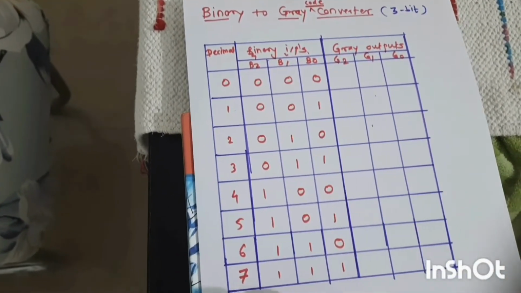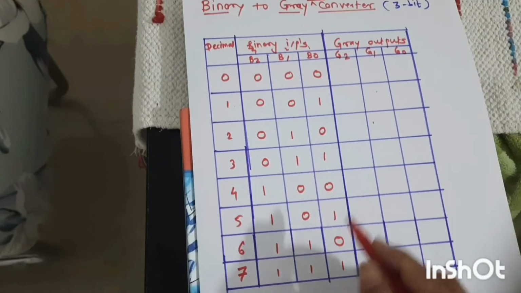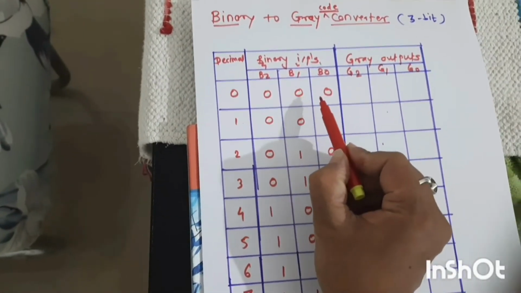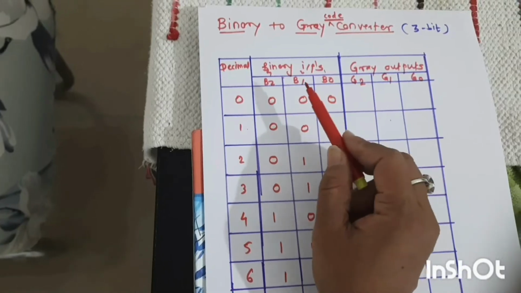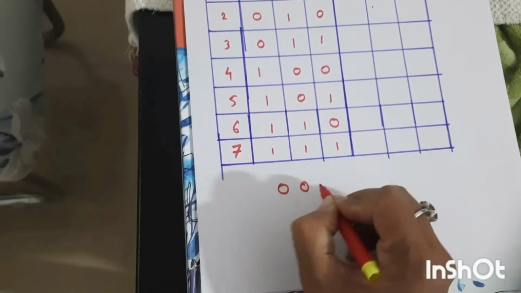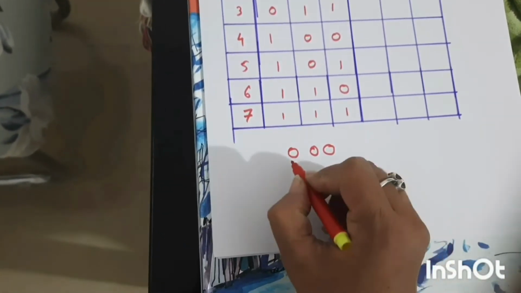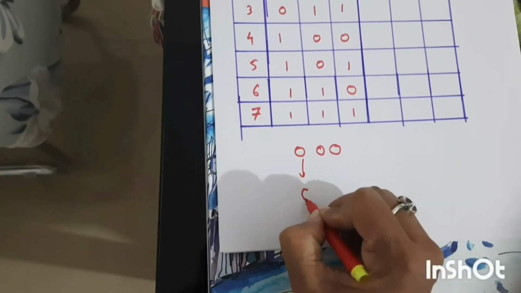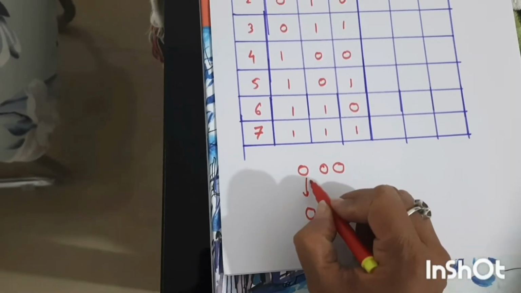Suppose for example we have to write the gray code for 0 0 0. So how can we write it? I'll just show you. First write your number, that is 0 0 0. What we'll do is write the first bit as it is, that is 0. Now do the XOR operation, that means 0 XOR 0. What is 0 XOR 0? We all know that is 0. Then again do 0 XOR 0, that is what?